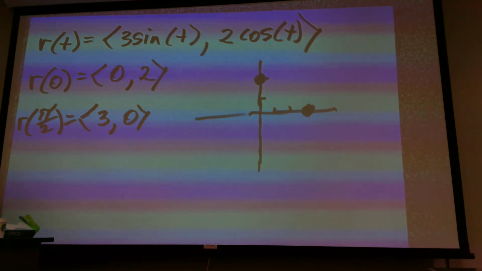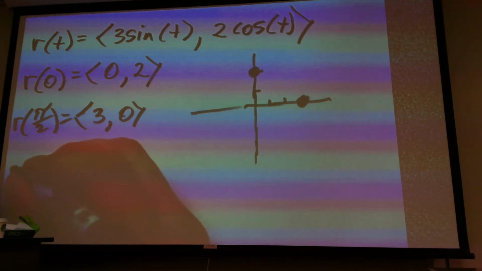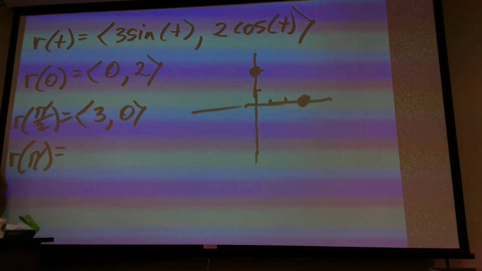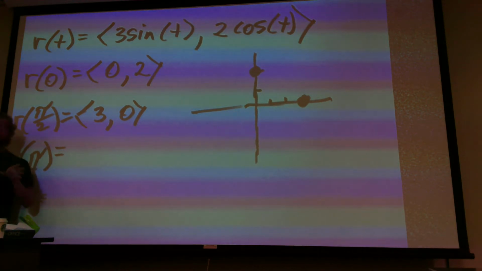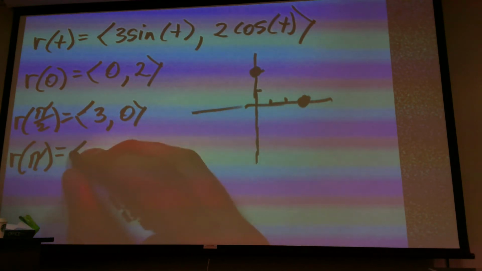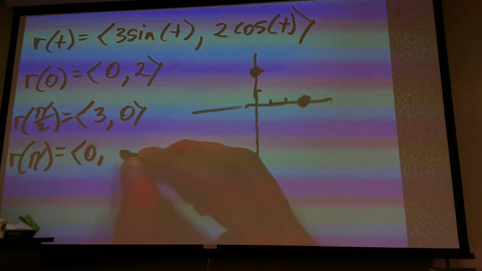Okay. So I'm going to put that point right there. All right, let's go to our next standard one. Let's say r of pi. Now, sine of pi is going to be 0, and cosine of pi is -1. So this will come out to 0, -2.